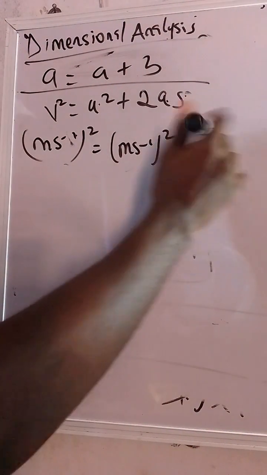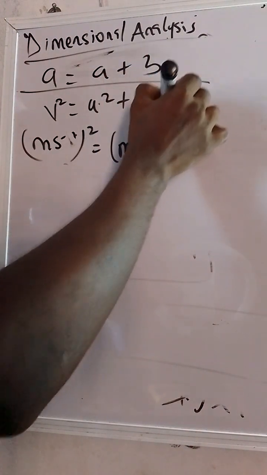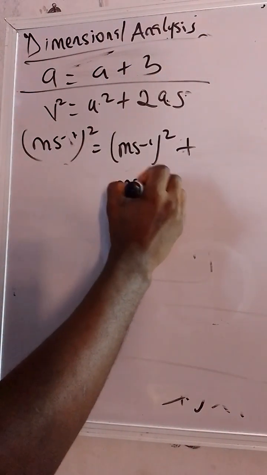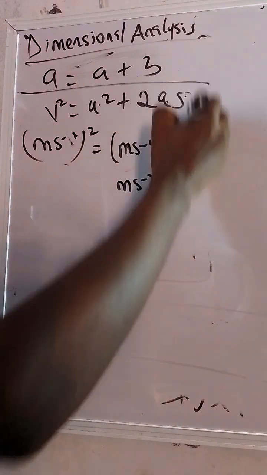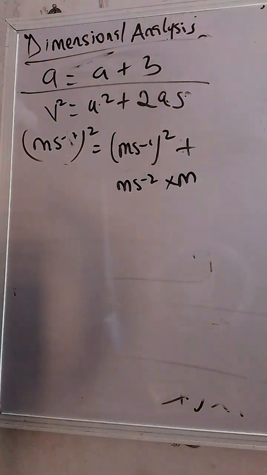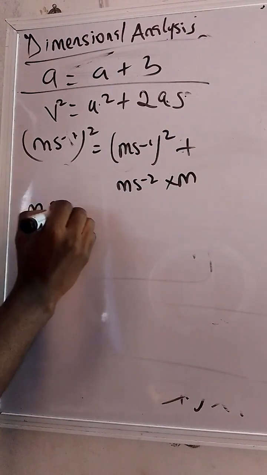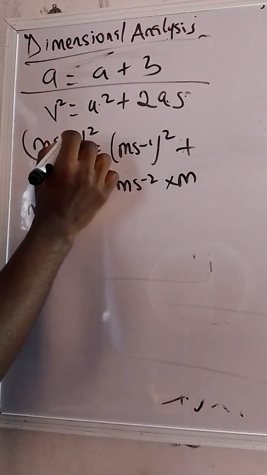So for this one, we don't consider a constant. So my acceleration is meter per second square times distance. Distance is also m, right? Now here, let's go. So this two, that's going to be meter per second square, because minus one times two is what?